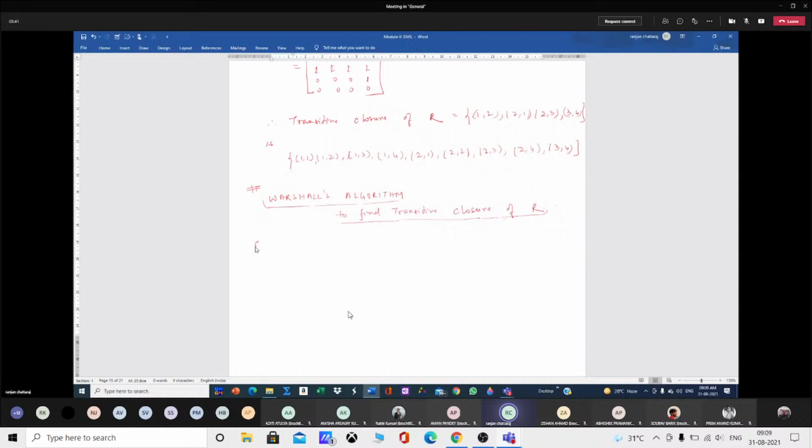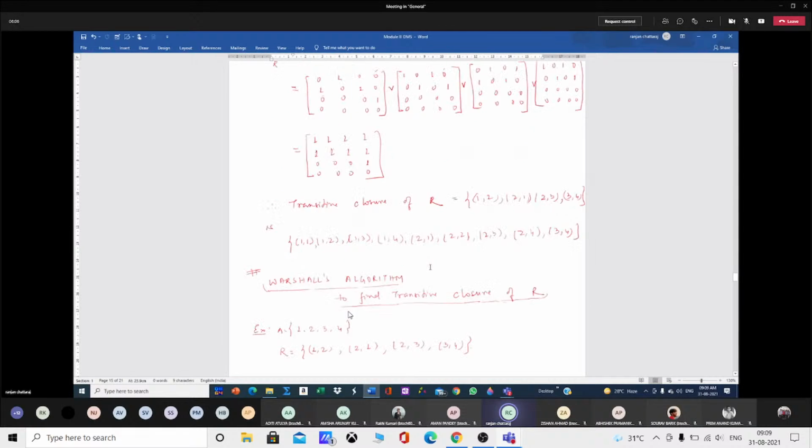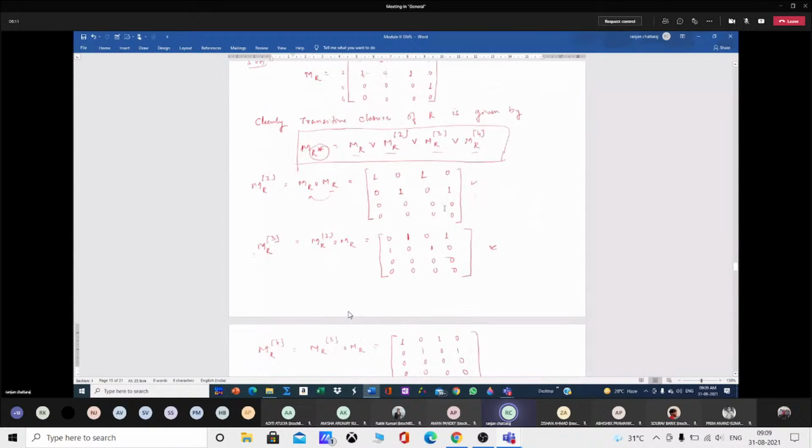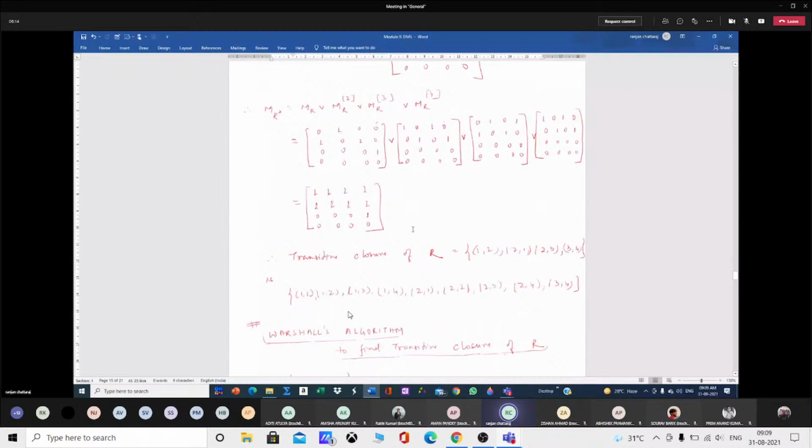So again, I am taking the same example. 1, 2, 3, 4. This is the set A, and R is the set 1, 2, 2, 1, 2, 3, and 3, 4. I am taking the same problem. And what is our transitive closure? We got it as the transitive closure. So let us try to use Warshall's algorithm to find the same transitive closure.